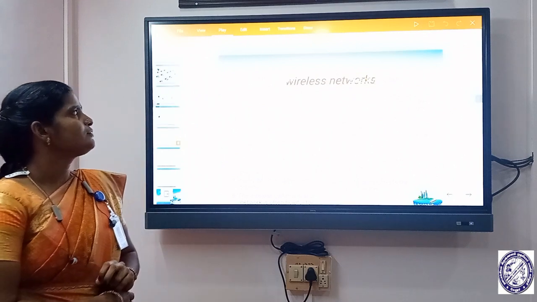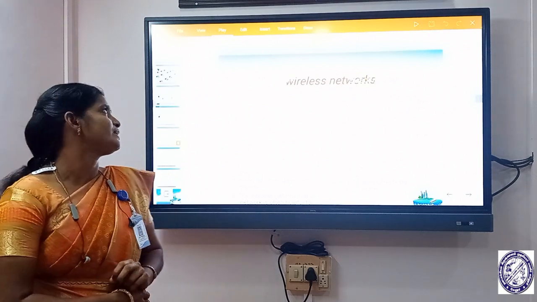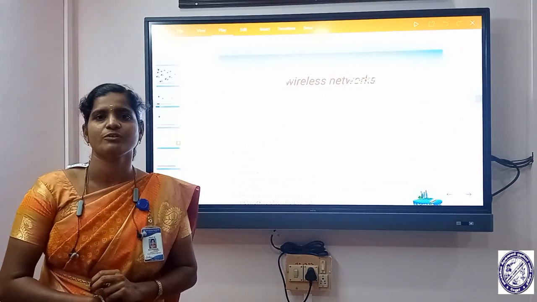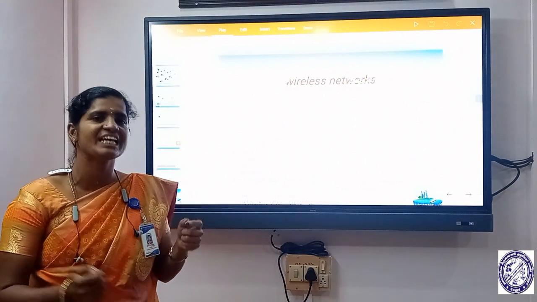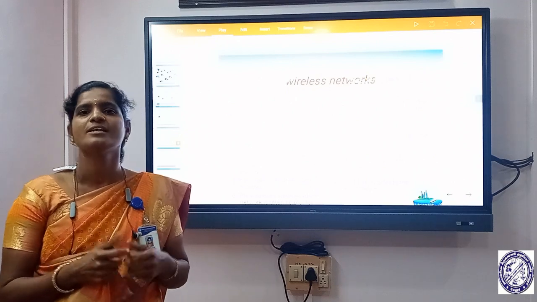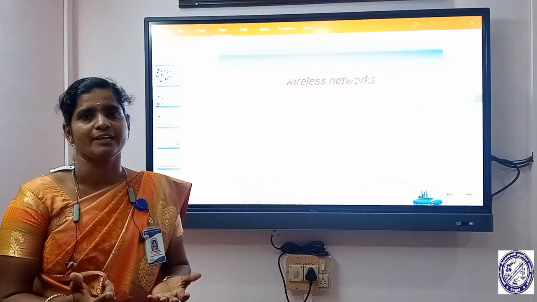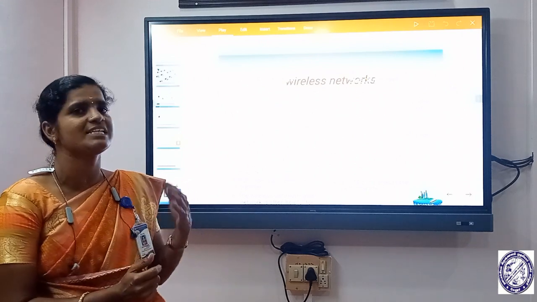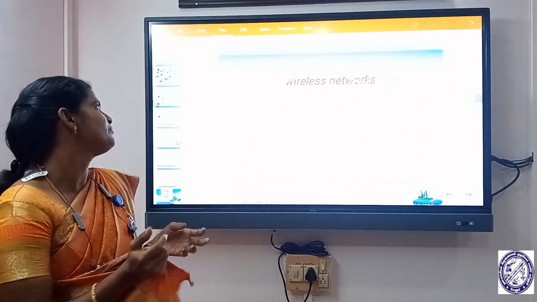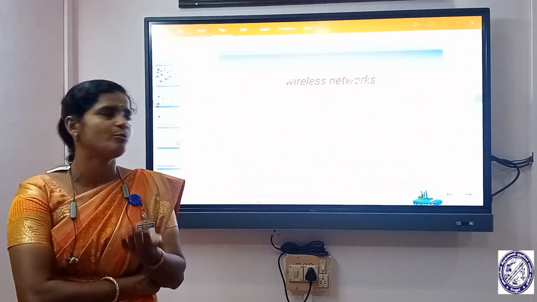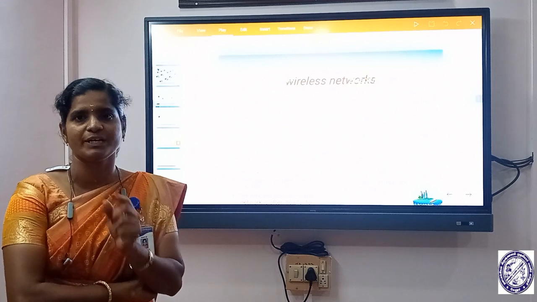Some of the advantages of wireless networks are, first, they are easy to establish. A wired network needs a physical cable to connect the systems, but in a wireless network we need no physical cables, so we can easily deploy networking between the systems. Next, we can connect multiple devices at a particular period of time.